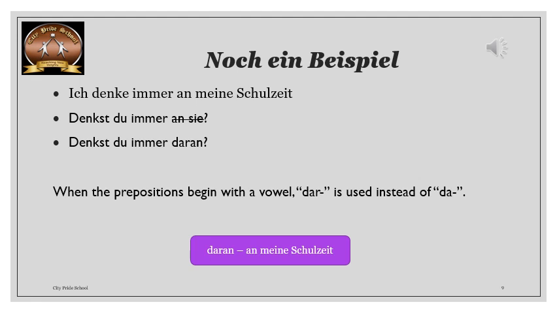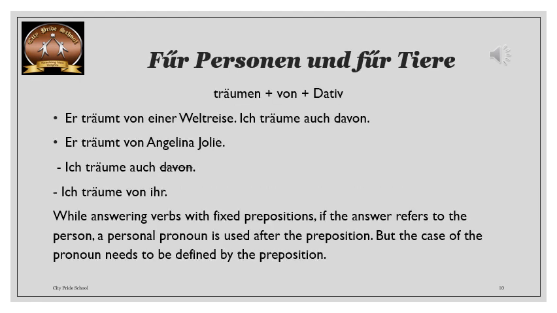Okay. Now we have seen about objects, how to represent object, daran, darauf, darüber. What about people? What about persons? That we will see now. Now we will see what we will use für Personen und für Tiere. Tiere bedeutet animals. Personen bedeutet people. We will understand this with the help of one example.